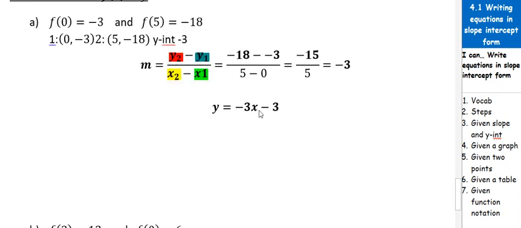0, negative 3. 0 times negative 3 is 0. Minus 3 is negative 3. 5 times negative 3 is negative 15. Negative 15 minus 3 is negative 18.